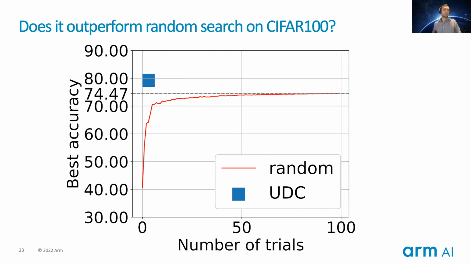But if we care about something like the latency of the model on a specific hardware, then typically what we do is we build a predictive model of the latency as a function of the architecture on that specific hardware platform.